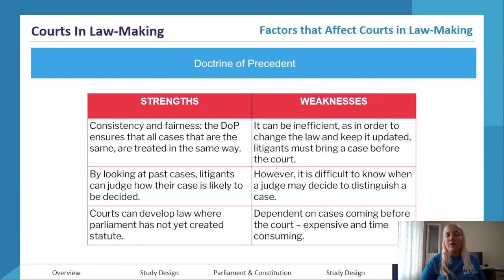Now, another one, it's really difficult to know when a judge may decide to distinguish a case. Distinguishing precedent refers to where a judge comes in and says, I don't need to follow this precedent, this common law, because actually the circumstances of my case and the one in which the initial precedent was established are different. So if they distinguish between those circumstances, the precedent doesn't apply to them and they don't have to follow it and they can make their own decision, even if they're a lower court than the court in which the initial precedent was established.